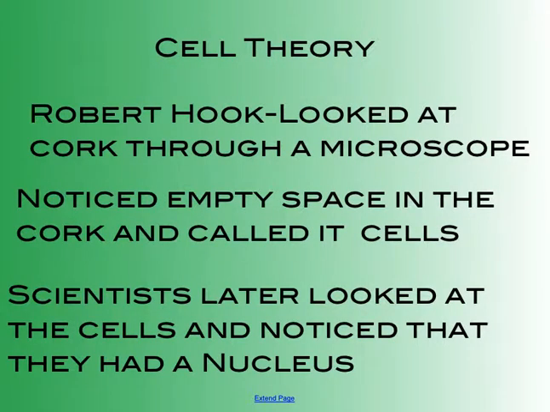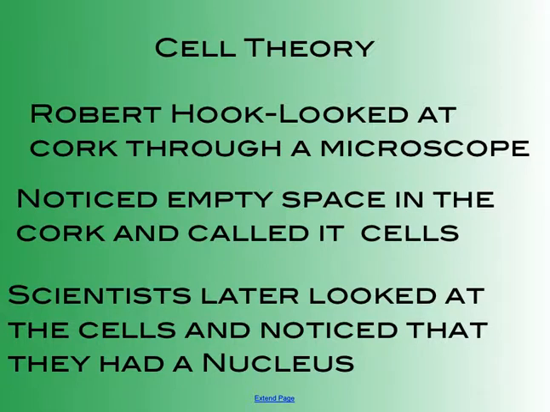A long time back, a man by the name of Robert Hooke took a look at cork in a microscope. This was when the microscope was new. He noticed that there were lots of places of empty space in that piece of cork. He called them cells. At this time, these were not the cells that we think of. They were dead cells of cork. Eventually, scientists looked more in depth at these cells and realized that these cells had a nucleus.